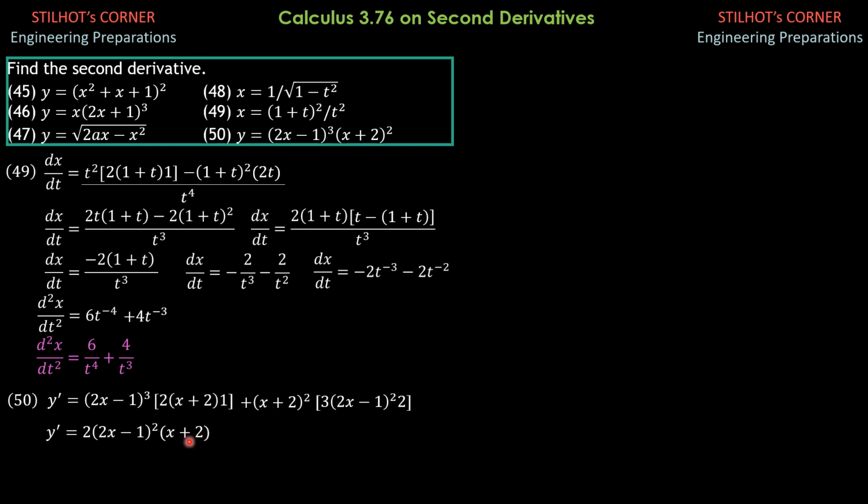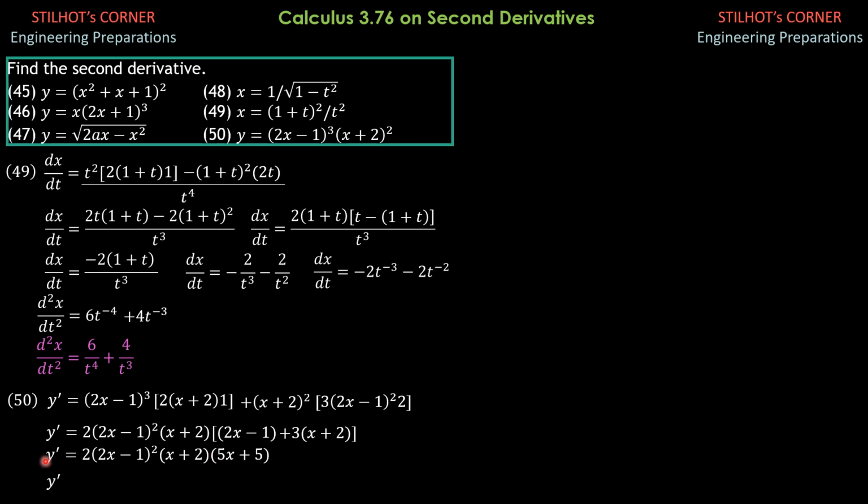So first term here divided by this common factor. The result is 2 quantity 2x minus 1 raised to 1, or simply 2x minus 1. For the second term divided by this common factor here, the result is 3 times quantity x plus 2. Simplifying, y prime equals 2 times 2x minus 1 squared, x plus 2, then times 5x plus 5. So 2x and 3x, 5x, negative 1 and 3 plus 2, 3 times 2, 6, 6 minus 1, 5.